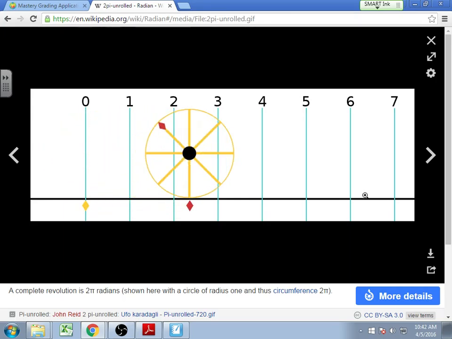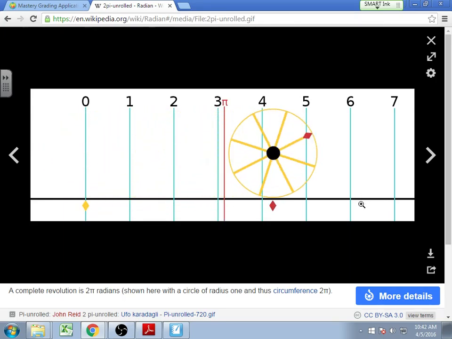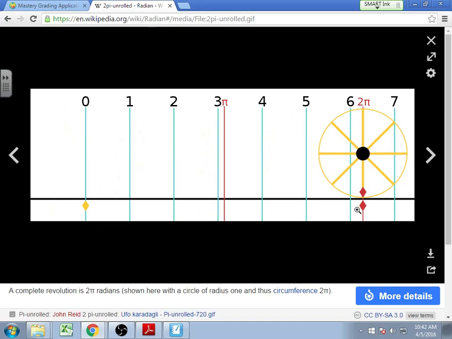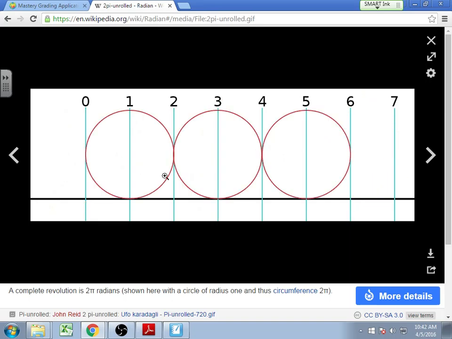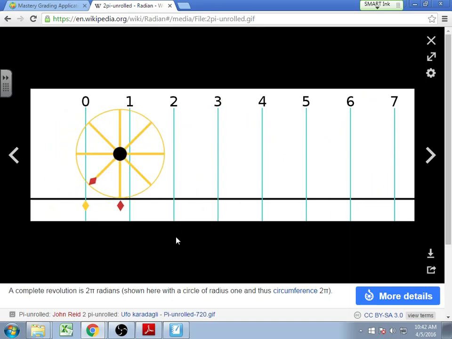But 2 pi times what? It's 2 pi radius, right? You know that your circumference formula is 2 pi r. So that distance is relative to how big your circle is.